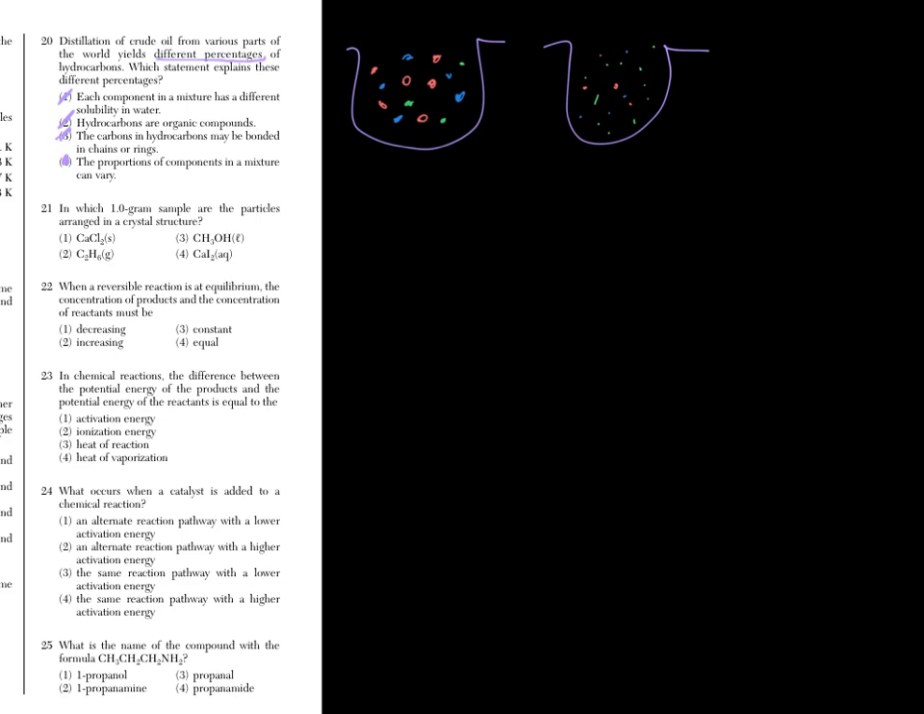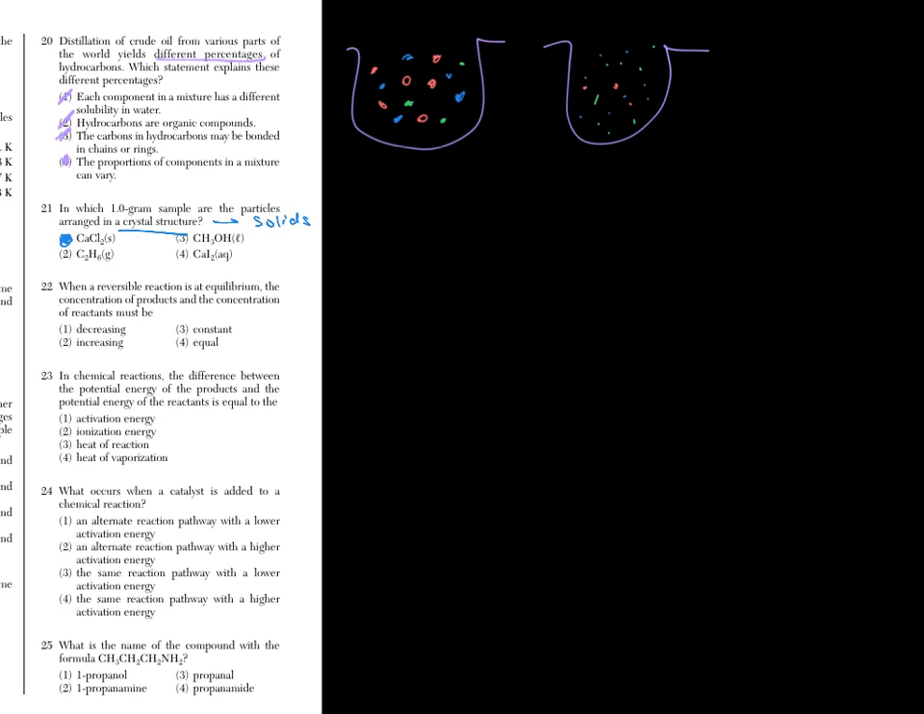21. In which 1 gram sample are the particles arranged in a crystal structure? So you need to think about this as a solid. Which of these make solids? And that is choice 1. Solids are arranged in a crystal structure, especially ionic compounds, salts. They're arranged in crystal structures. At least they make it obvious enough that you pick out the solid.